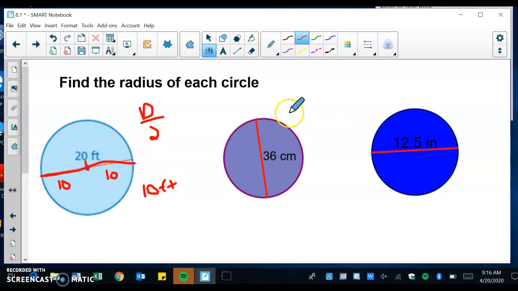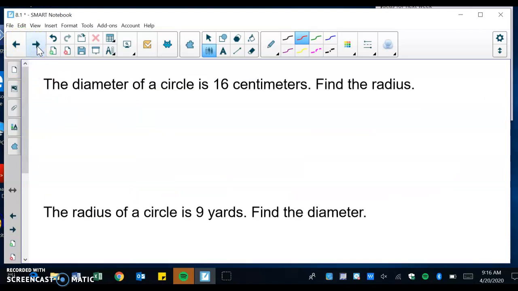So 36 divided by 2 would be 18 centimeters, and then 12.5 divided by 2 would be 6.25 inches. Okay, so that's radius. Take the diameter, cut it in half.